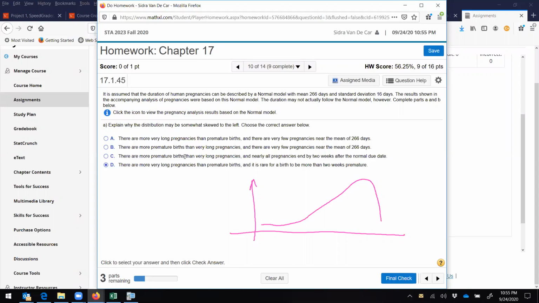I guess I didn't think through that very well, because if we have values over here, that means we don't have very long values over here. I wasn't thinking about that. So there would be more premature births than very long pregnancies. Okay, so that makes sense.